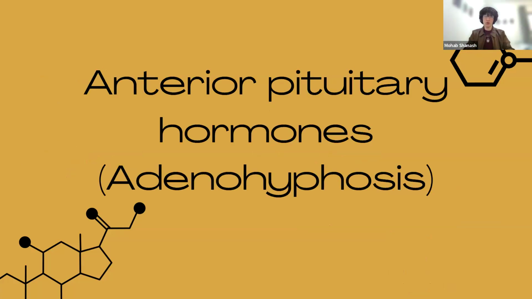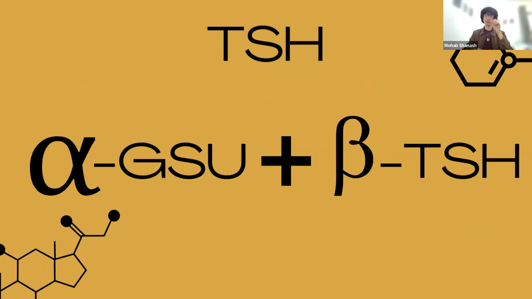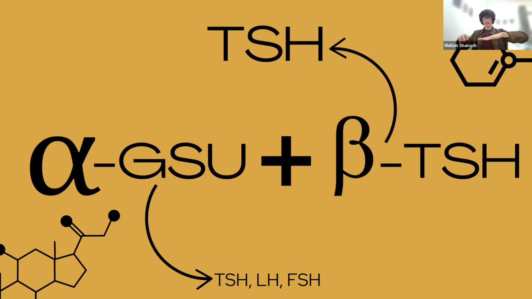Now, we're going to go into our anterior pituitary hormones, okay? Or our adenohypophysis. To start off, we have our thyroid stimulating hormone, which is made up of an alpha GSU and a beta TSH. An alpha subunit, a beta subunit. Now, our alpha subunit is the base of the structure, okay? It's found in TSH, LH, luteinizing hormone, and FSH, follicle stimulating hormone. So our alpha GSU is in three of those.